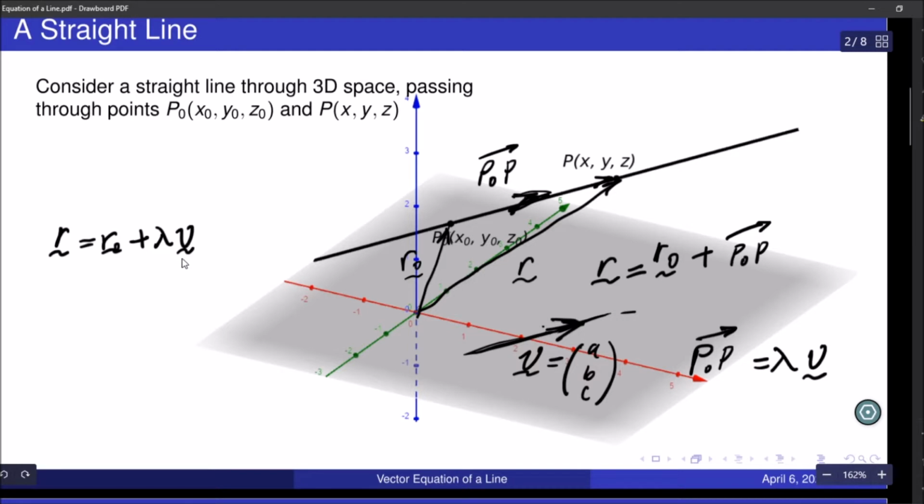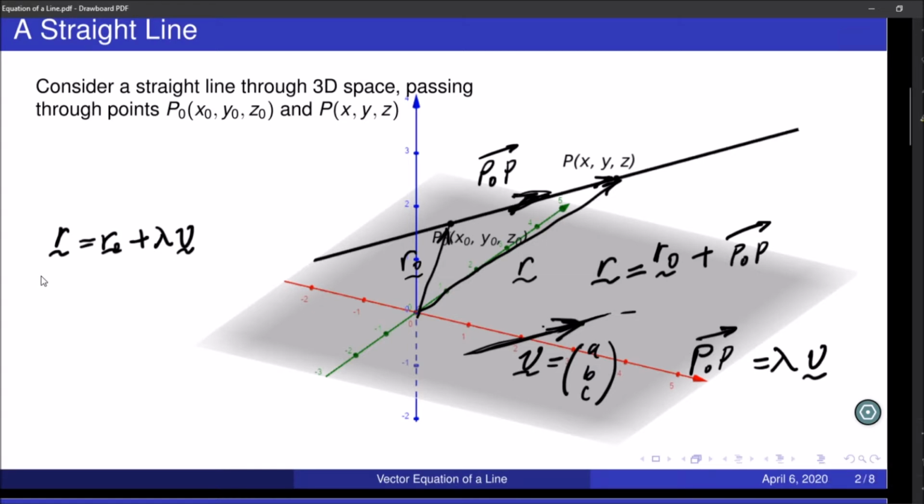So in essence, V here determines what direction you go from the first point, and lambda scales it, so it determines the distance. Together, what they're essentially doing is you start with a fixed point, and then you go in a certain direction for a certain distance. And after that, you get the value of the second point.